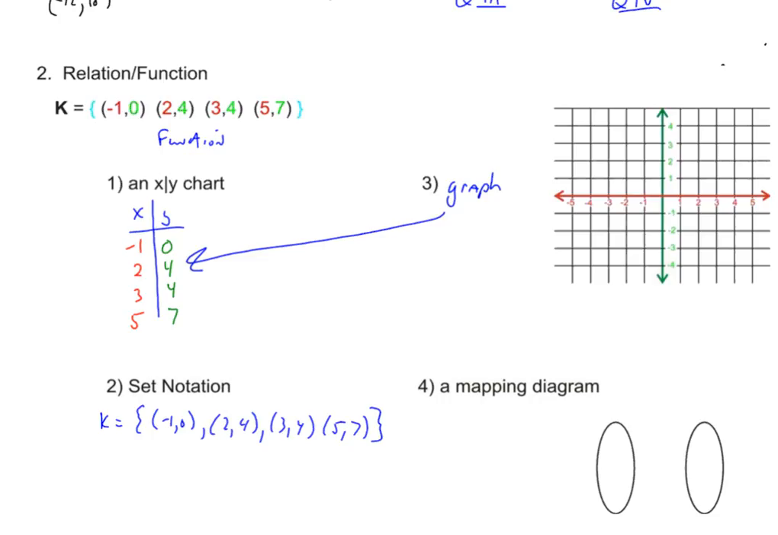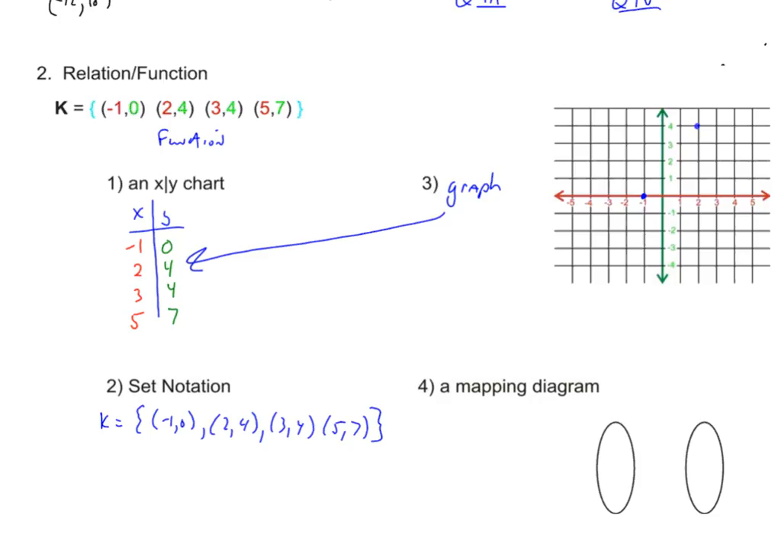Again, you can do it off a set notation as well. You're simply graphing the pairs. So -1, 0. 1 to the left, and don't go up or down. All right, there's that first point. Second point, 2, 4. 2 to the right and 4 up. Right there, right? 3, 4. I'll show you this one. 3 to the right and 4 up, right? So 3, 4 gets you there.